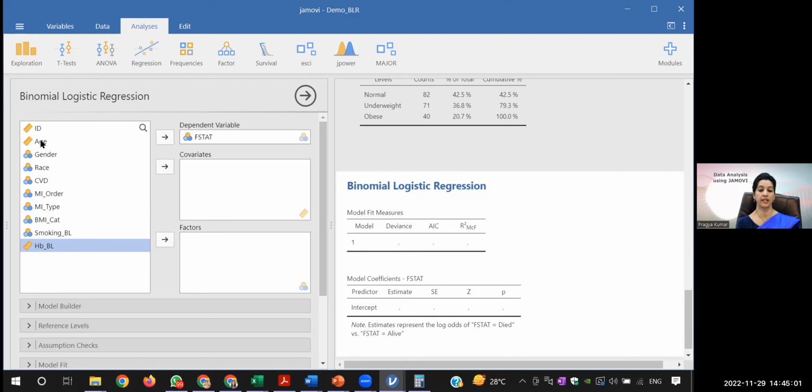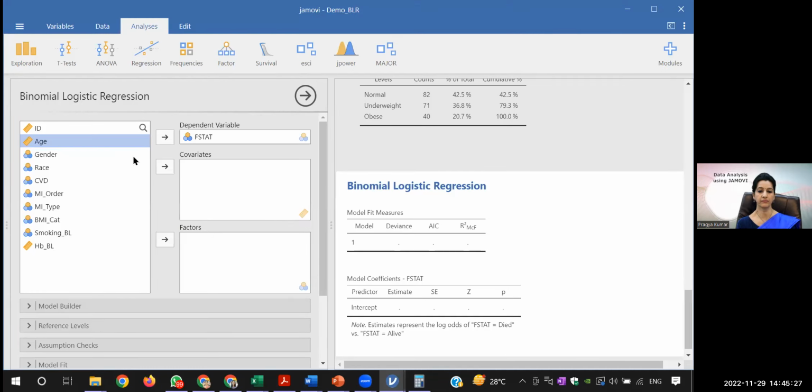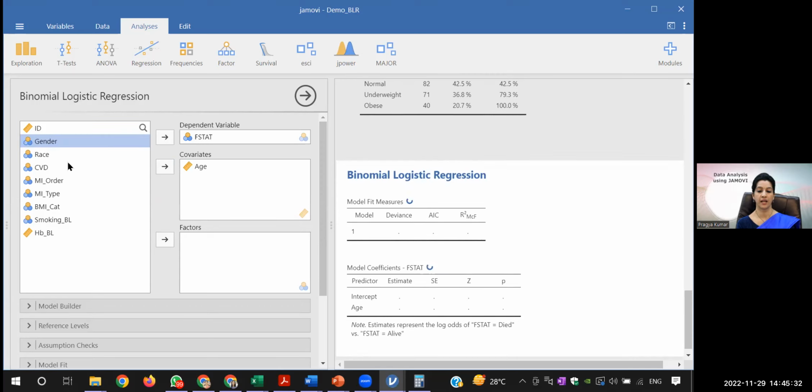And for the variable, I'll take age first. And in this case, you can see there are two boxes. Since this is the icon of scale, here you will enter the continuous variable and here you will enter the categorical variable. So you enter age here. So what is the odds ratio?